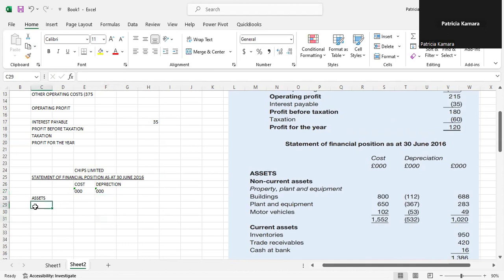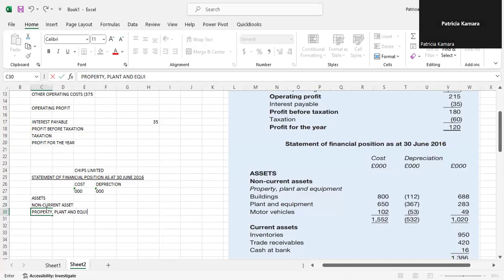So now, beneath the assets, remember we have categories of assets, okay? We have non-current assets and then the current assets. The non-current assets are assets which produce an economic benefit beyond 1 year. Okay, all these were explained in the previous video. So non-current assets. And then we have property, plant, and equipment. Remember IAS 16, property, plant, and equipment.